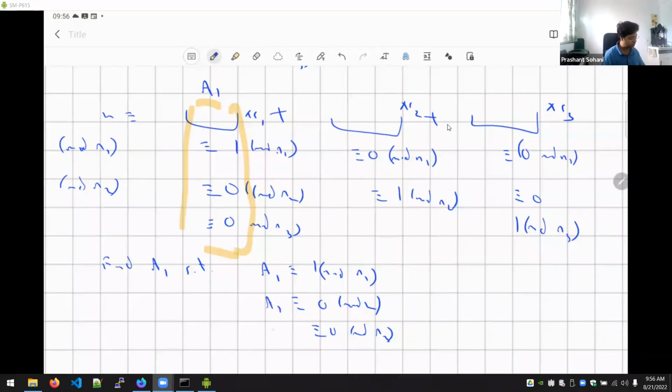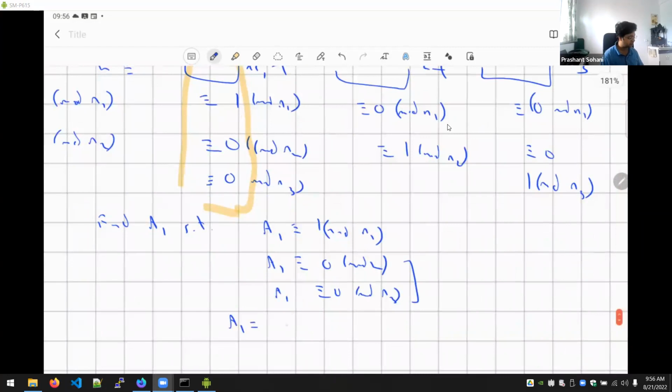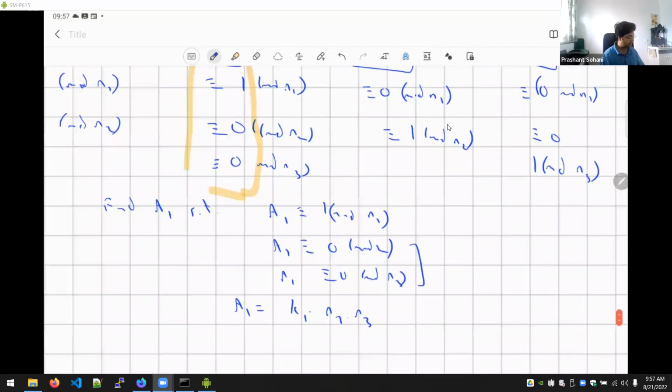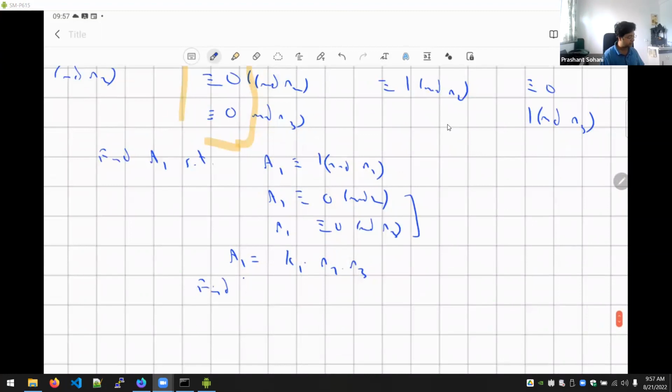If A1 is congruent to 0 modulo N2 and N3, which means A1 is divisible by N2 and N3, right? So A1 will be of the form some K1 times N2 times N3. This is how A1 will look, where K1 I have to choose carefully. So I have to find K1 such that K1 times N2 times N3 is congruent to 1 modulo N1. If I find such a K1, then I am done, correct?